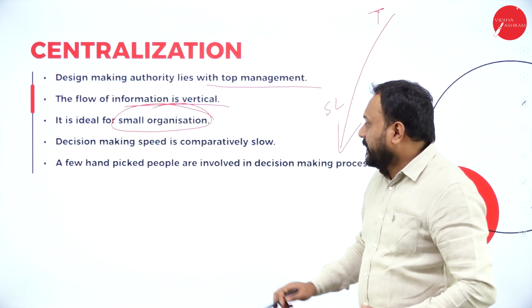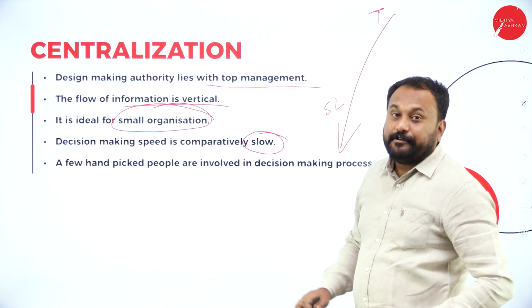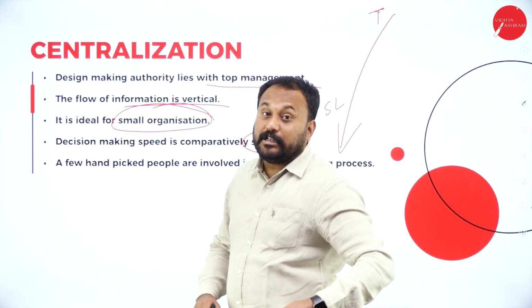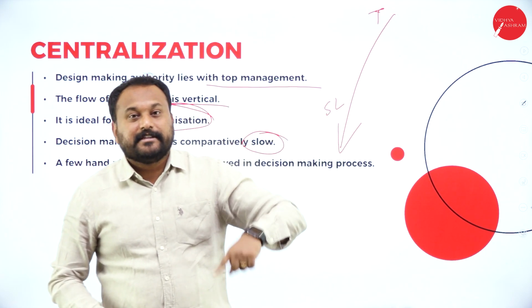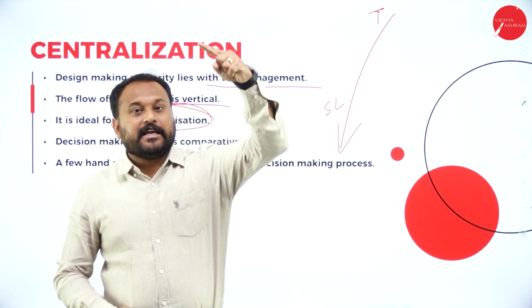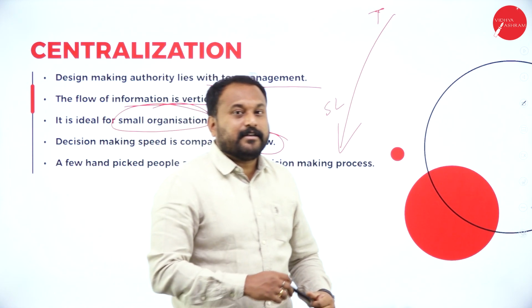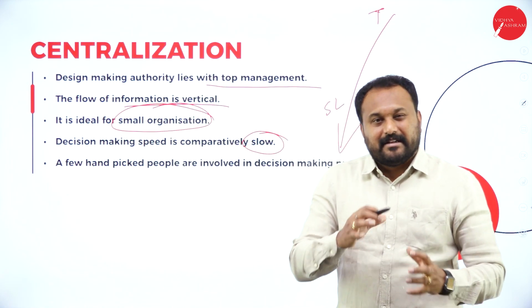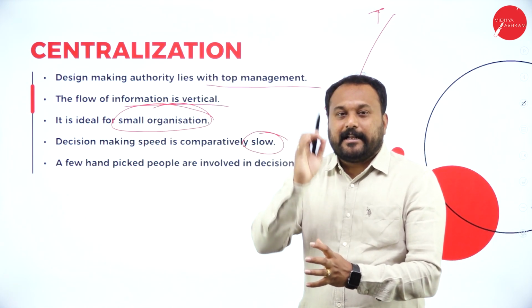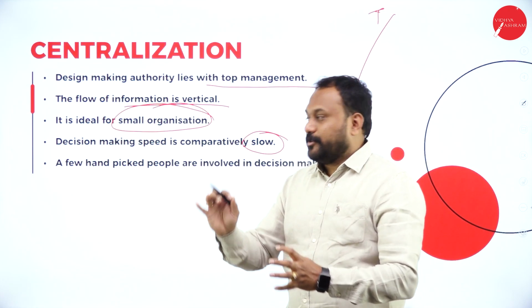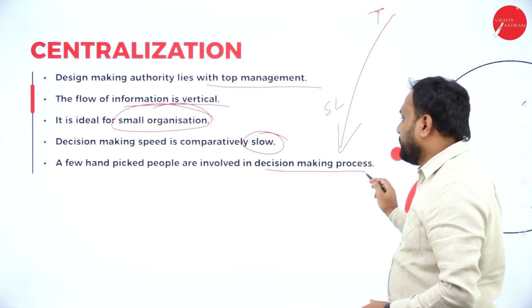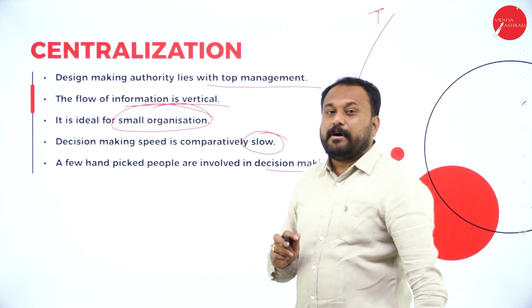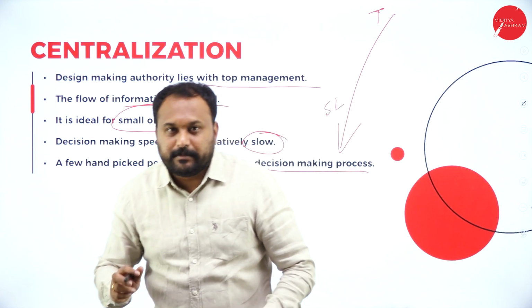Decision-making speed is comparatively slow. Why is it slow? You need to report to the last person, then he will approve it, then it comes back. So that is how the decision level will be a little slow. I think I'll tell you, it is very, very slow. A few hand-picked people are involved in the decision-making process. Only a few. The power will be only with a few people.